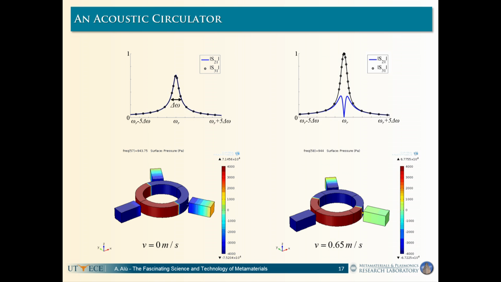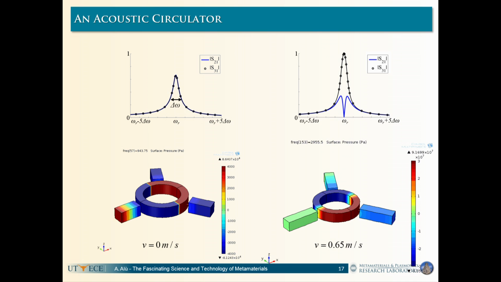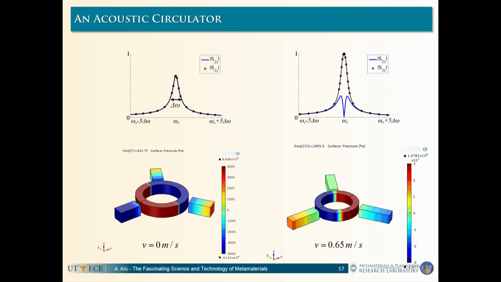The standing wave that you excite in the cavity actually gets rotated. You see it's excited asymmetrically, and that's because of the interference between the 2 spinning waves. And then when you excite from 2, actually the wave goes to 3, and from 3 to 1. So interestingly, this works like a circulator for sound.